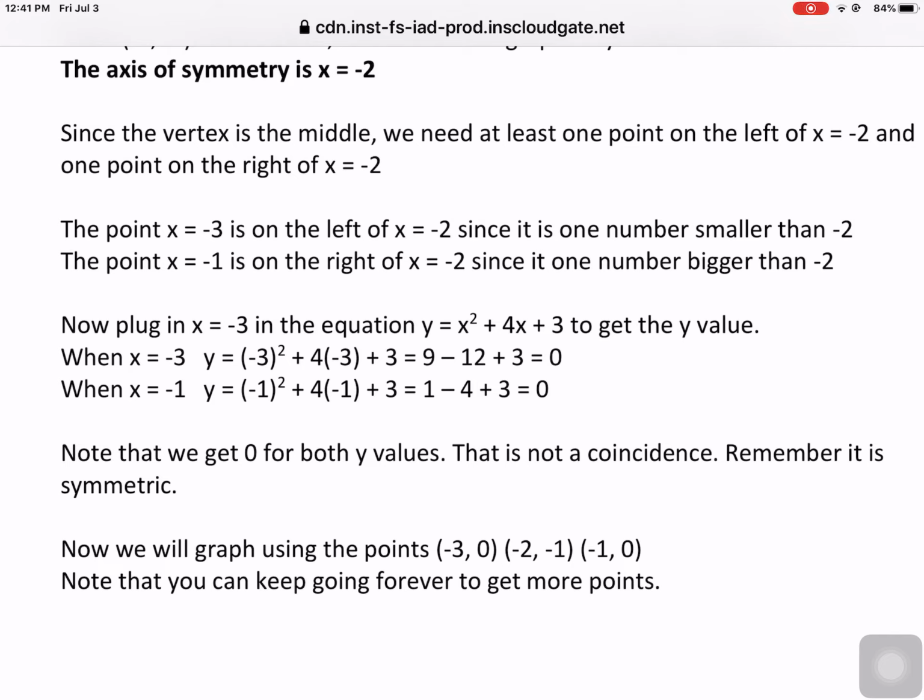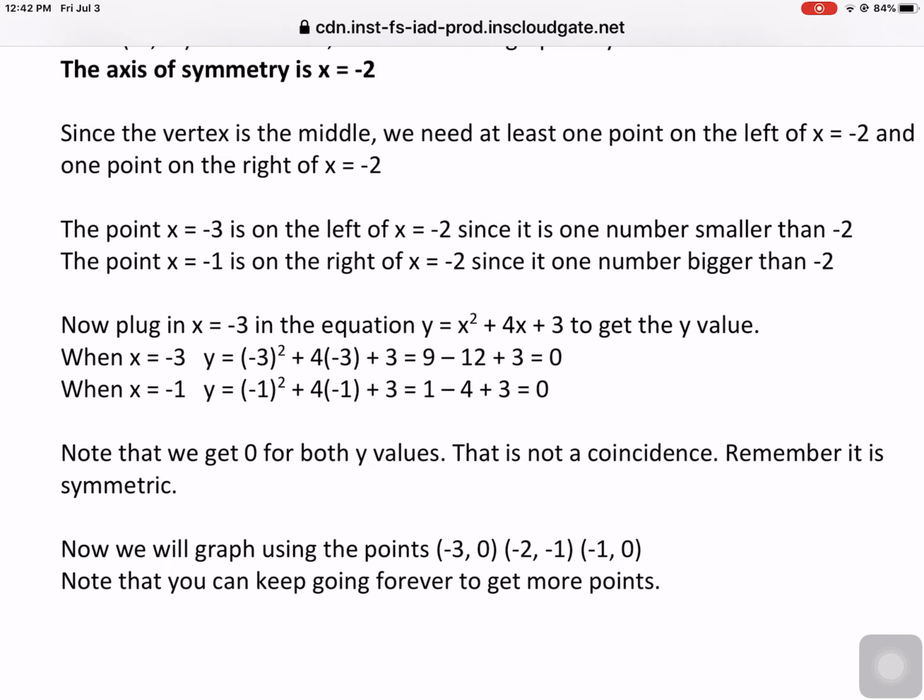Now plug in x equals negative 3 in the equation, y equals x squared plus 4x plus 3, to get the y value. When x equals negative 3, y equals negative 3 squared plus 4 times negative 3 plus 3. Negative 3 squared equals 9. 4 times negative 3 is minus 12 plus 3. 9 minus 12 plus 3 equals 0.